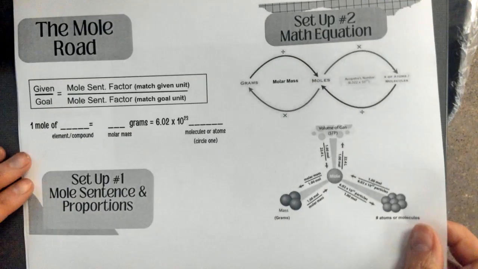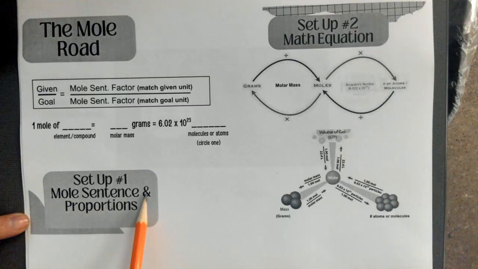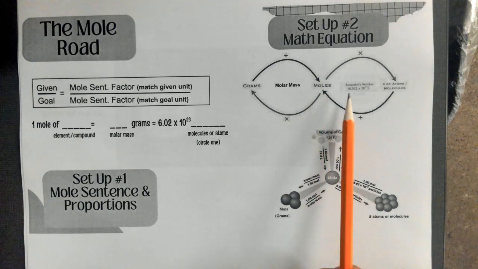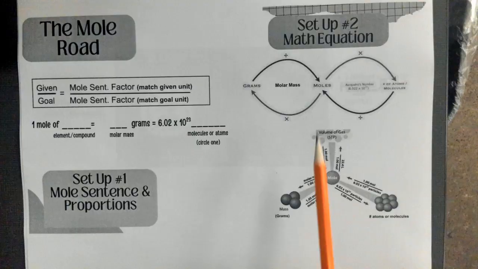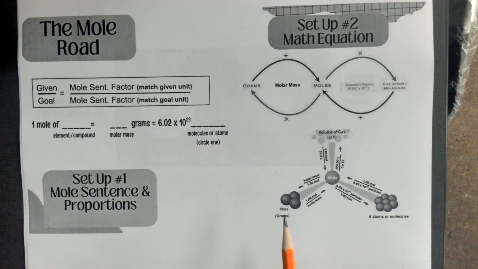All right, so in this part of the notes, we are going to be doing some math. Now, I'm going to be showing you 2 ways that you can do these problems. The first way is called using the mole sentence and proportions. And then the second way is setting up a math equation and either using this mole road here, which shows you how to multiply or divide, or using this mole road here, which is showing you the fraction that you would be using to multiply or divide. Okay, either or. It is important that you pick the way that makes the most sense to you.